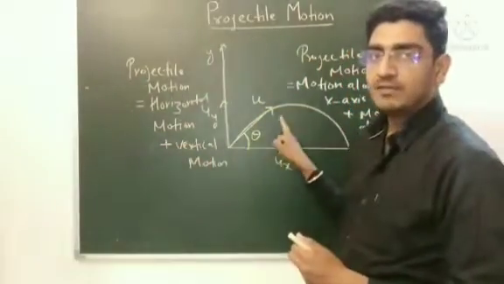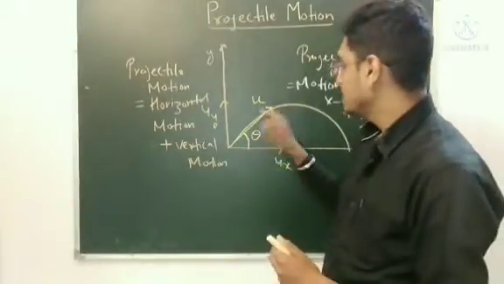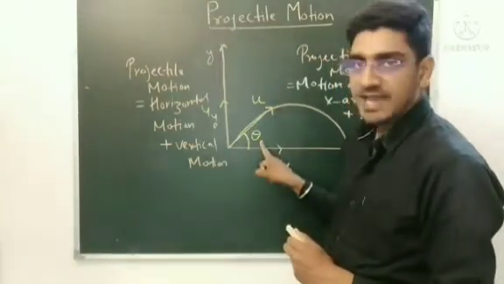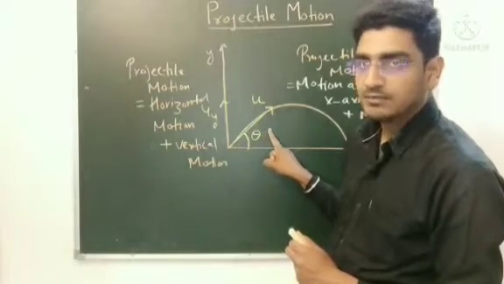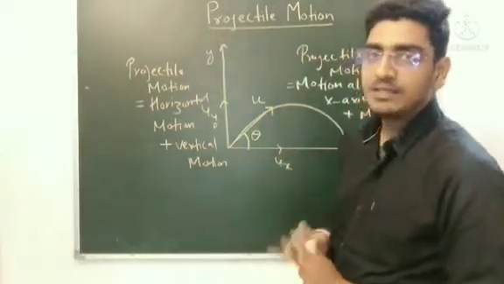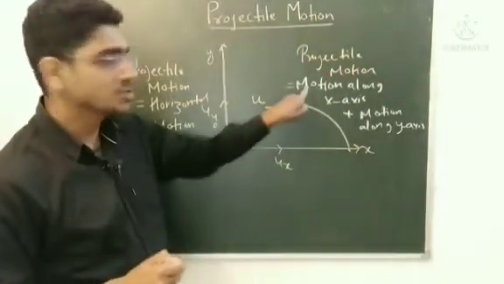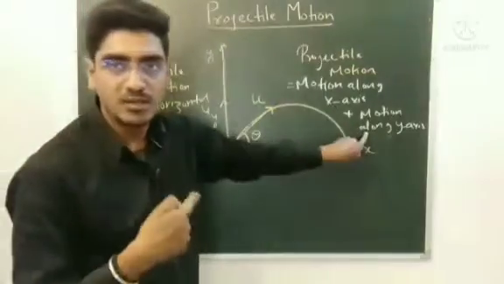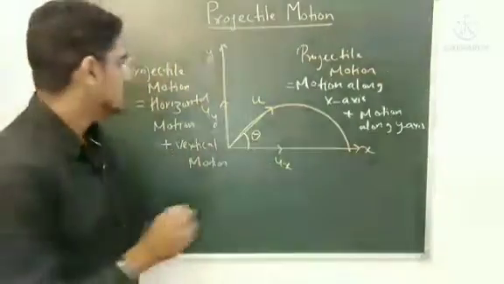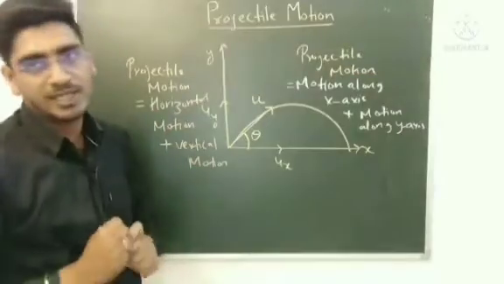Basically, we can resolve this u, that is the initial velocity, into two components as we discussed, ux and uy. And it makes an angle theta with the x-axis. Now what is the meaning of projectile? The meaning of projectile motion is motion on the x-axis plus motion on the y-axis, or horizontal motion plus vertical motion.